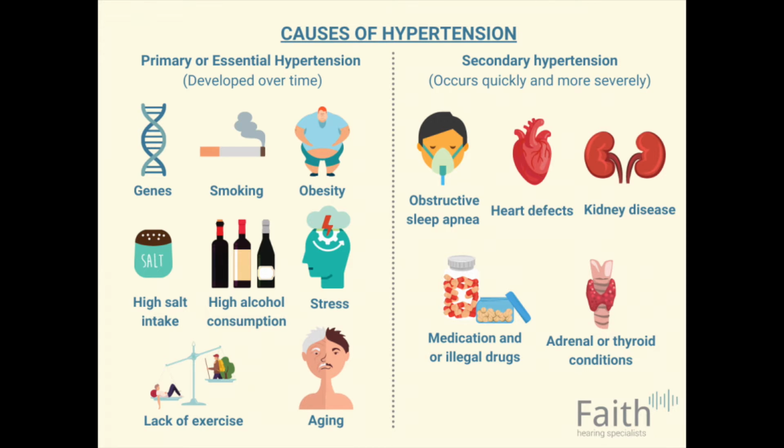Secondary hypertension, on the other hand, tends to develop abruptly, and there is usually some kind of underlying cause or condition. Some examples of causes of secondary hypertension are obstructive sleep apnea, kidney disease, adrenal gland tumors, thyroid problems, congenital blood vessel defects, certain medications, and illegal drugs such as amphetamine or cocaine.